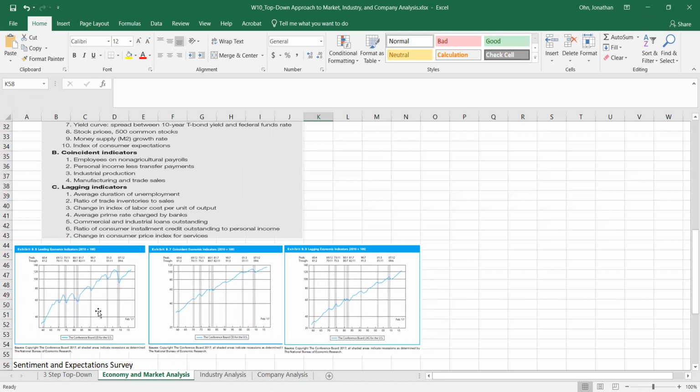The gray areas are the economic recessions, right? If you look right before a recession, for example this one here, this leading indicator starts to change its direction downward even before the recession starts. The second one too changes direction before the economic recession. The third one, again, goes down this way.